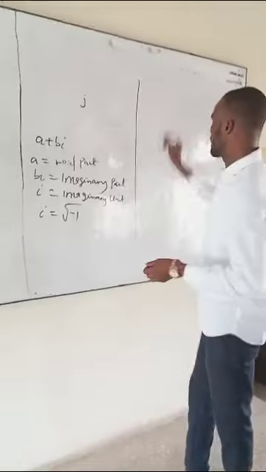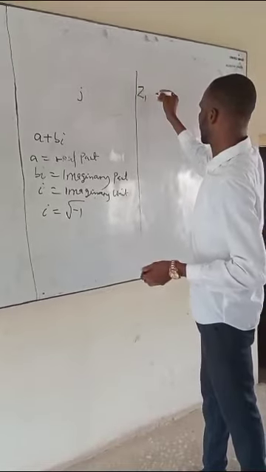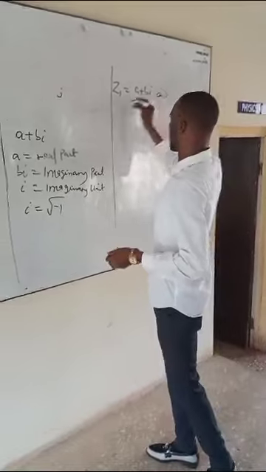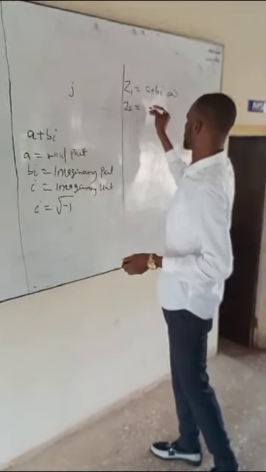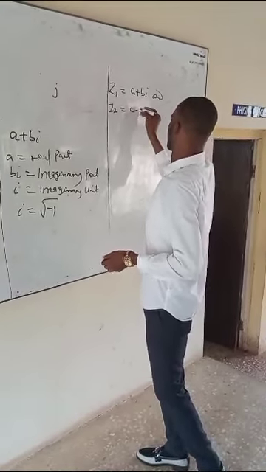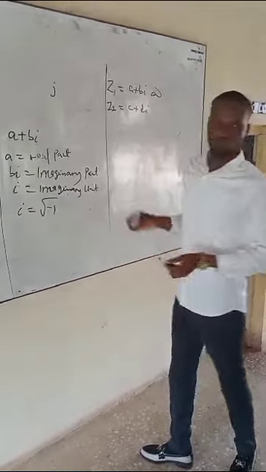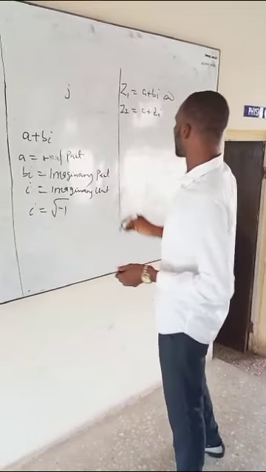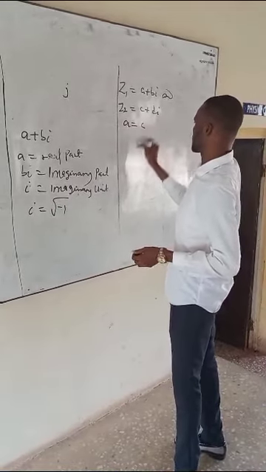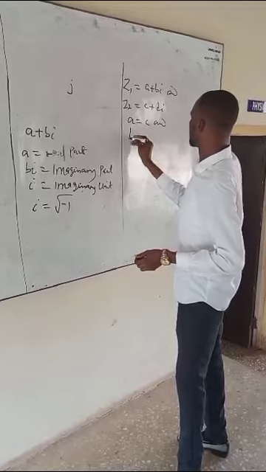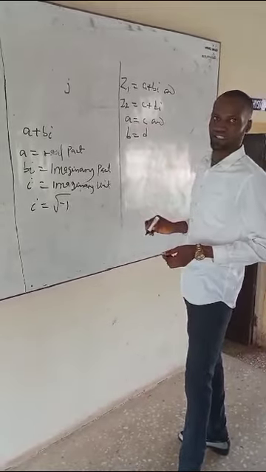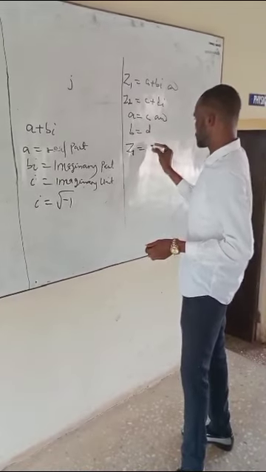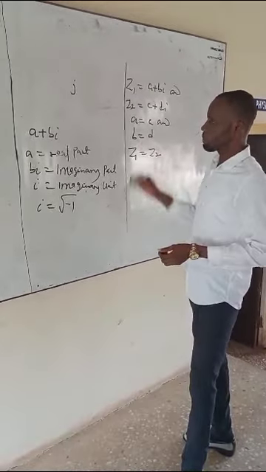Given a complex number z1 equal to a plus bi, and another complex number z2 equal to c plus di. These are two different complex numbers. We say they are equal if a is equal to c and b is equal to d. In this case, we will now conclude that z1 is equal to z2. So the two complex numbers are equal.